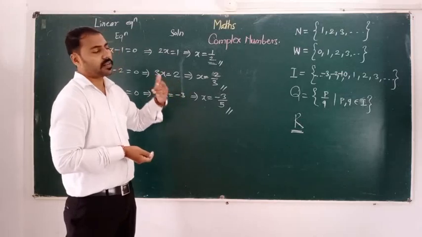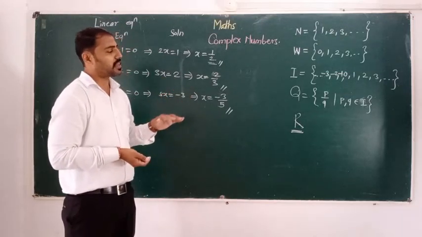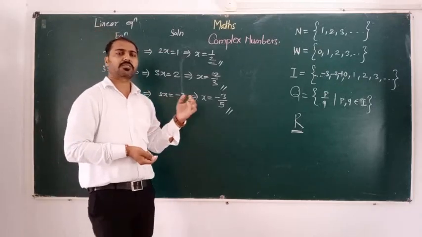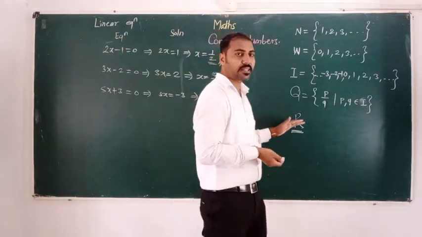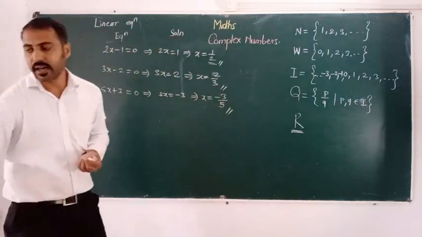सर्व numbers, natural असू दे, whole असू दे, integers असू दे, रॅशनल नंबर असू दे, इरॅशनल नंबर्स असू दे, हे सर्वच्या सर्व जे नंबर्स लिहिले गेले ते कशात लिहिले गेले? सेट ऑफ रिअल नंबर्स. आणि हे सेट ऑफ रिअल नंबर्स तुम्हाला माहिती आहे.